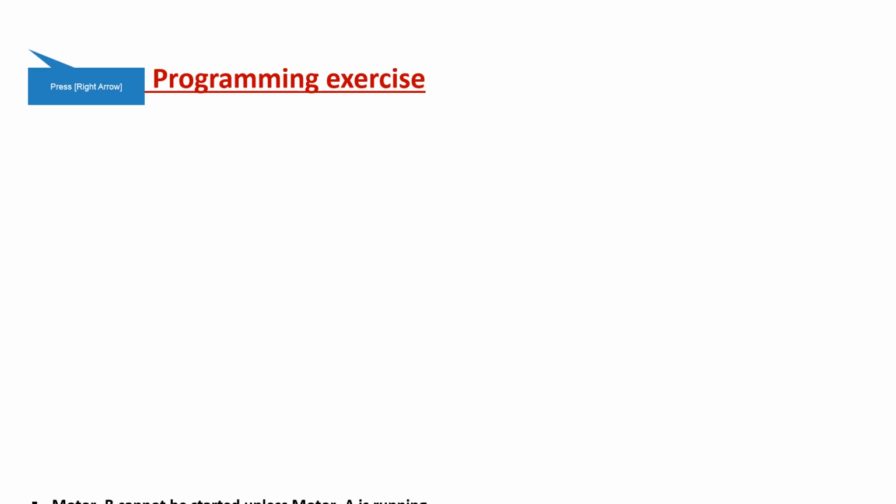So the first instruction will be: motor B cannot be started unless motor A is running. So this is a sequence. Okay, so we're having two motors, motor A and motor B. If we want, we can assume that we're having two conveyors, conveyor A and conveyor B. But conveyor B cannot run unless conveyor A is running already.